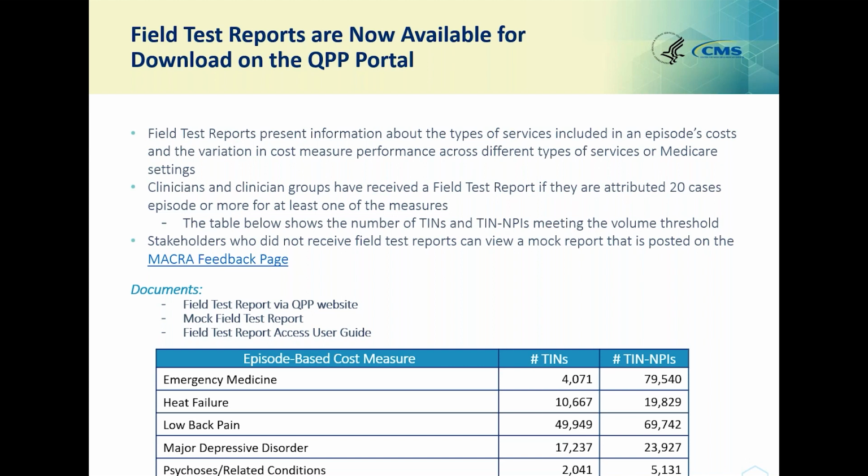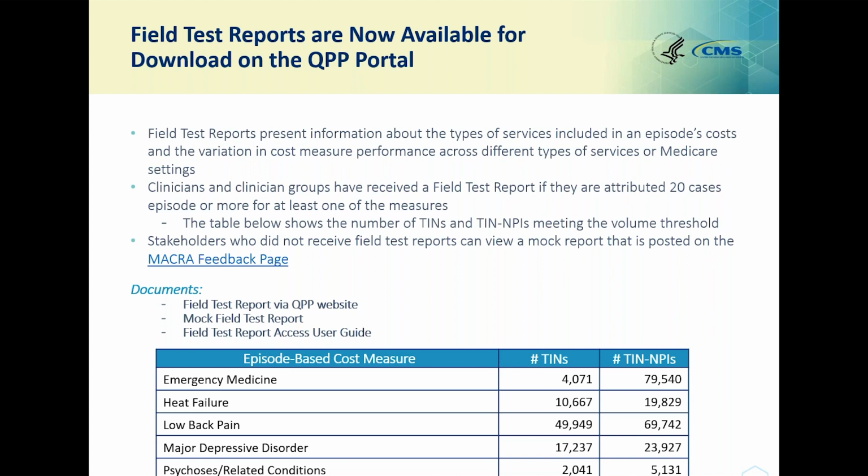The field test reports will be available for download on the QPP portal for clinicians and clinician groups who have been attributed at least 20 cases for at least one of the measures. This volume threshold of 20 episodes is just for the purposes of field testing. The table shows the number of clinicians and clinician groups meeting the volume threshold for each measure. A total of nearly 67,000 clinician groups and nearly 190,000 clinicians will receive at least one field test report during this period. There's a separate field test report for each measure that you have the minimum number of episodes for, so you might receive more than one measure-specific report.